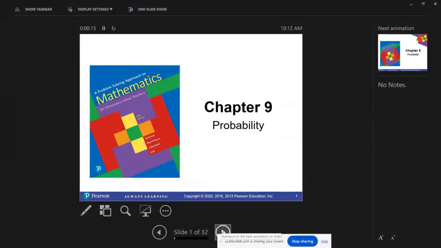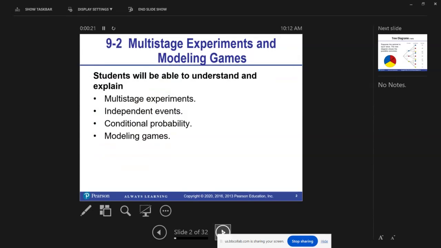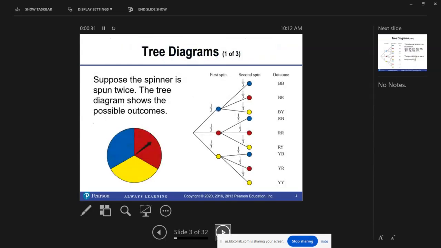Okay, moving on with our unit on probability. So in 9.2, we're going to be looking at multi-stage experiments, independent events, conditional probability, and some modeling games. So first of all, tree diagrams.